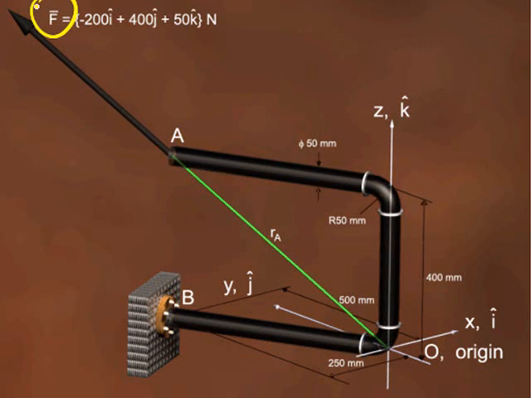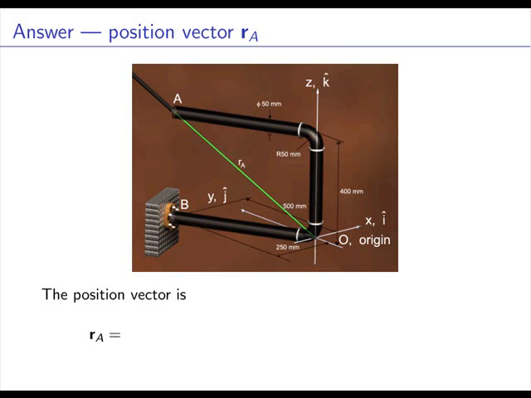The force F, applied to the free end A, is used in later parts of question 1, so we don't need to worry about it. Now that we know what the situation is, we can move on to answering the question. The position vector RA describes the location of A in relation to the origin. The dimensions on the diagram give us all the information we need to write down RA.